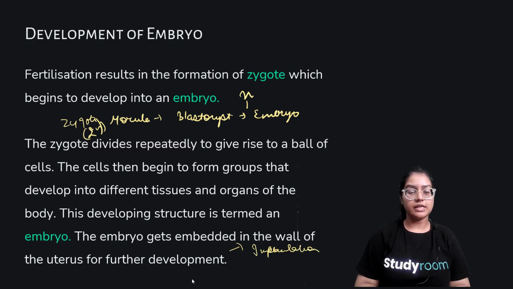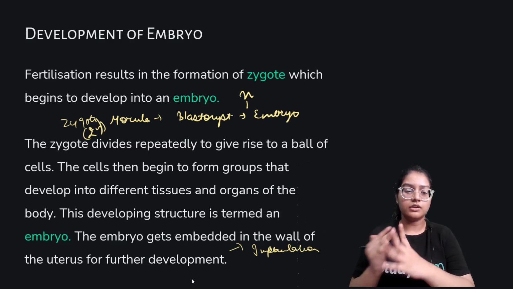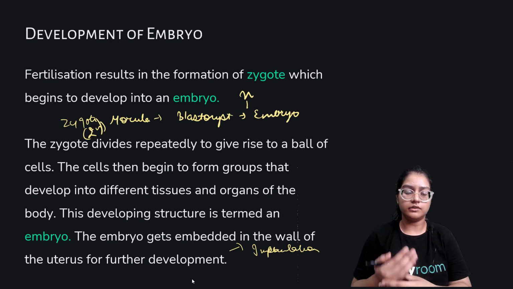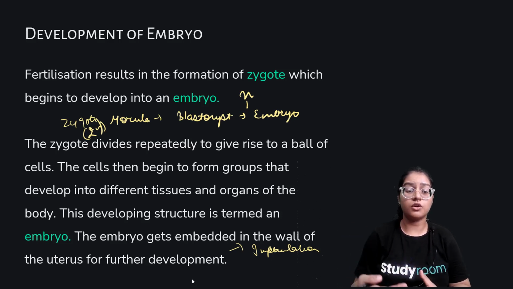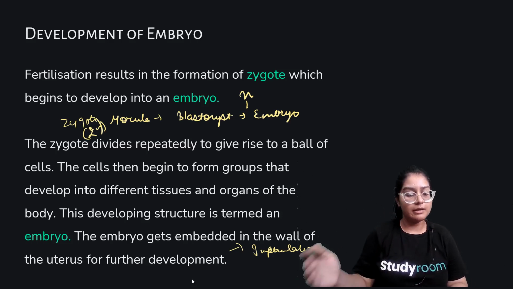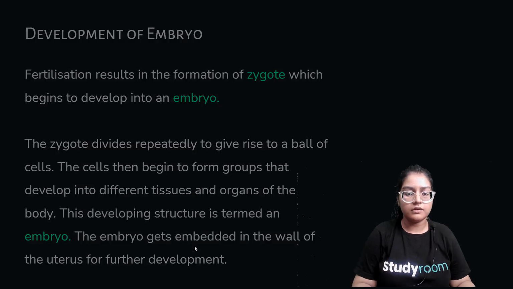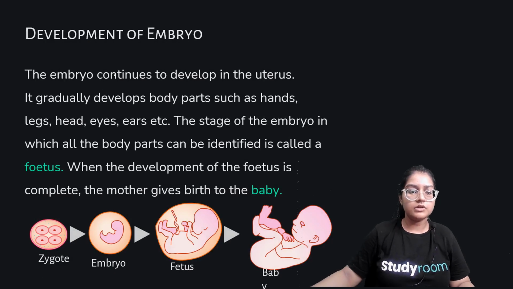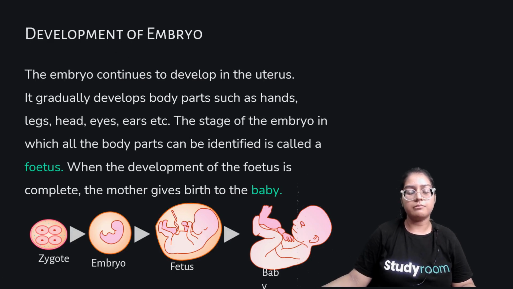So we know what implantation is now, and what the zygote develops into after being a single cell and after being differentiated into tissues and organs. The developing structure is the embryo. So the zygote gets converted into an embryo. Now, how does the development of the embryo work?